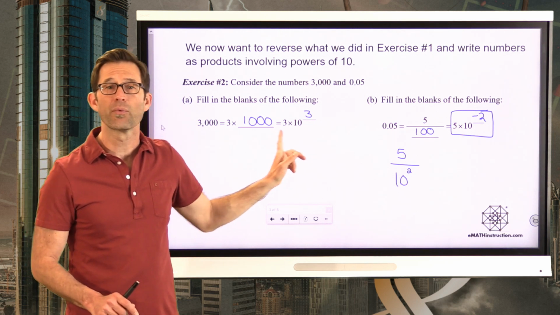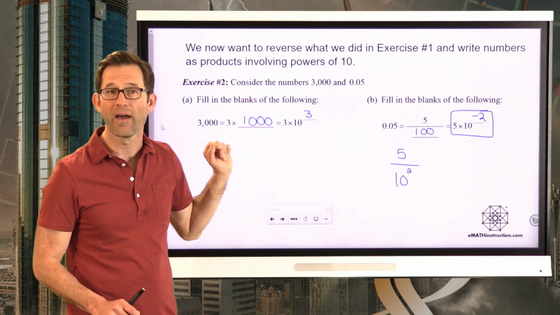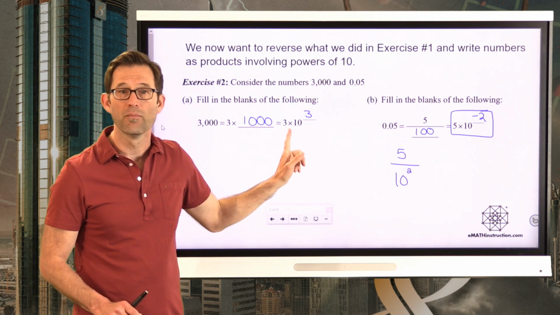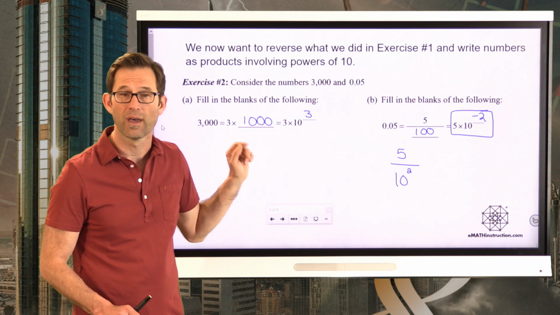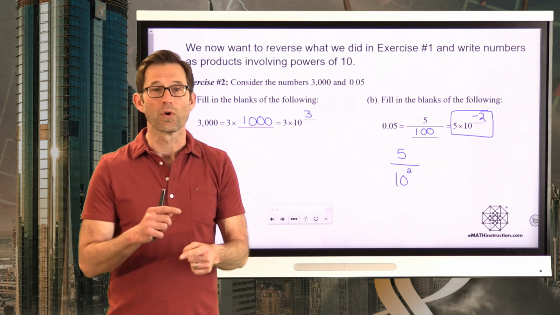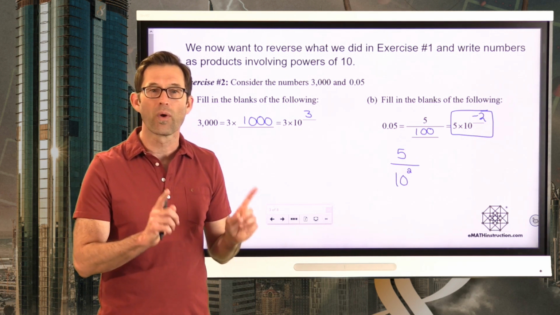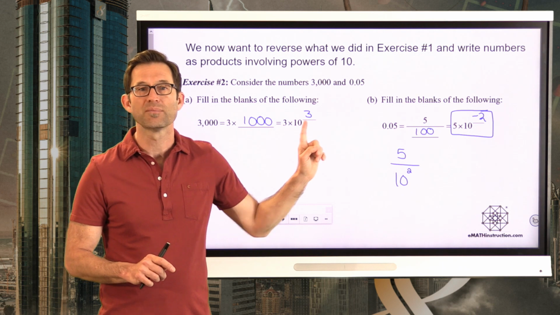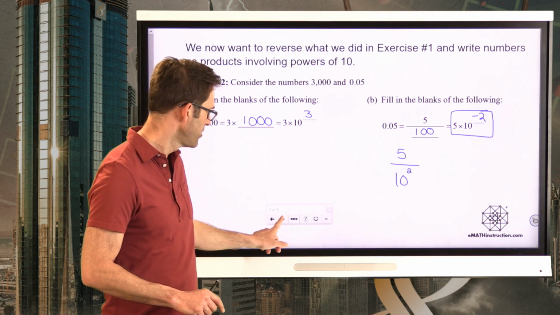Same thing here. If I had 3 times 10 to the third and I wanted to write it without the times 10 to the blank, I would take the decimal and move it 3 places to the right, and I'd have 3,000. So our whole purpose today is going to be to go in the reverse of what we did in the last lesson, to take a number and actually write it as a number times 10 raised to some power. Let's keep going with this idea.